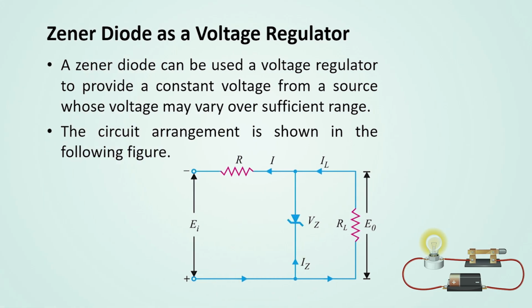The circuit arrangement for the Zener diode as a voltage regulator is shown in the figure. In this, EI is the source voltage, a resistance is connected, a Zener diode is connected in parallel with the load, and the load resistance is denoted by RL, and E naught is the output voltage obtained at the load side. We will see how the voltage is regulated by this circuit.